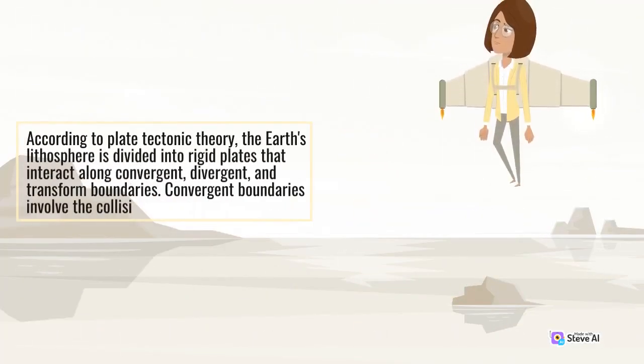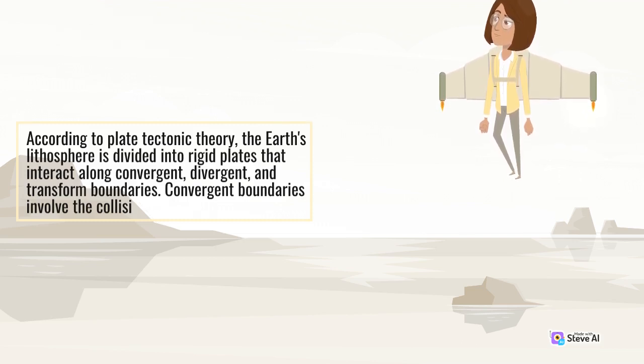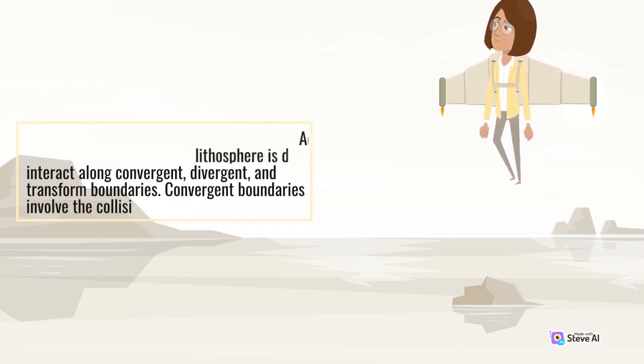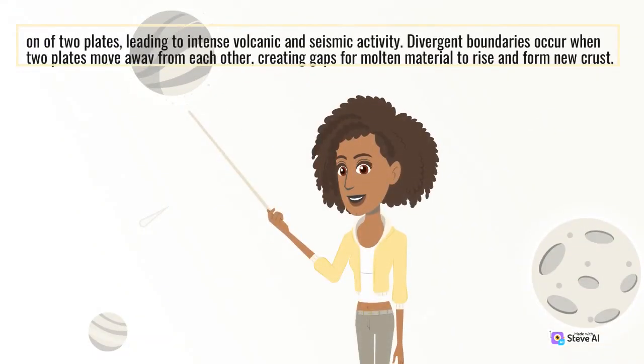According to plate tectonic theory, the Earth's lithosphere is divided into rigid plates that interact along convergent, divergent, and transform boundaries. Convergent boundaries involve the collision of two plates, leading to intense volcanic and seismic activity. Divergent boundaries occur when two plates move away from each other, creating gaps for molten material to rise and form new crust.